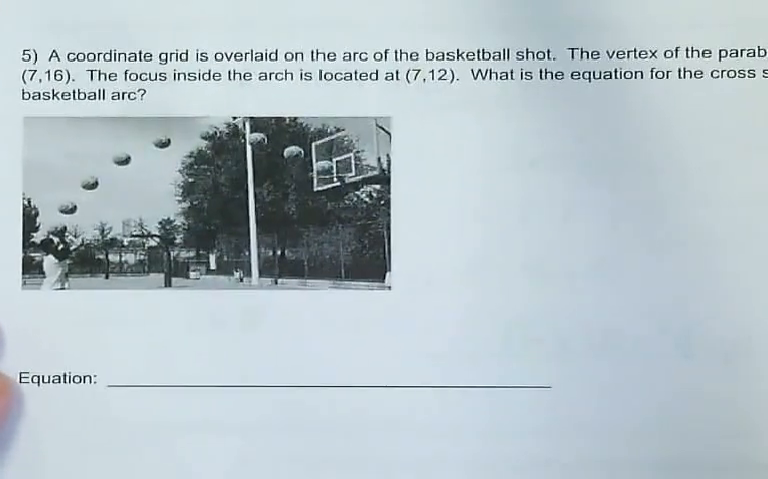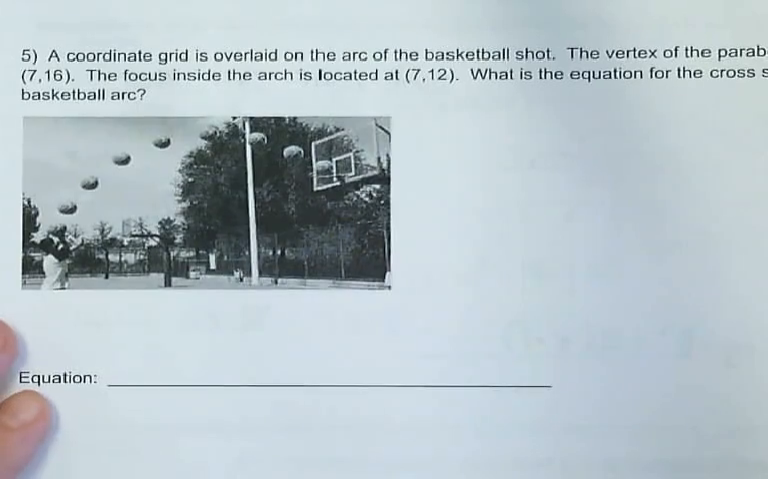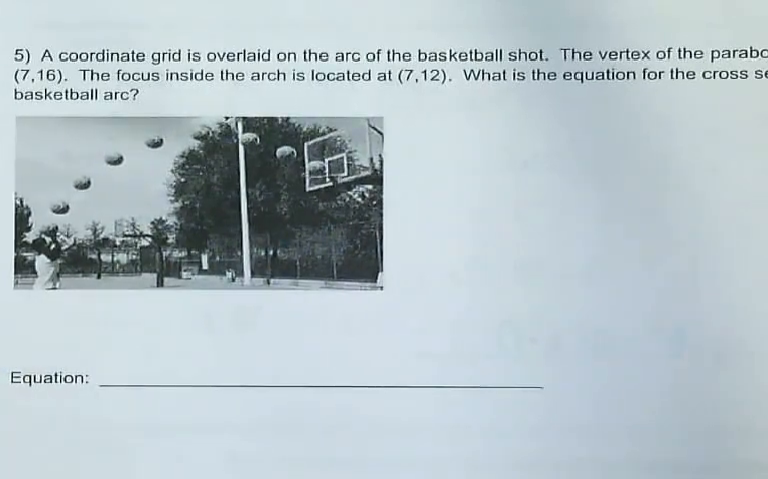All right, last two. A coordinate grid is overlaid on the arc of the basketball shot. The vertex of the parabola is located at (7, 16). So your vertex is your highest point.